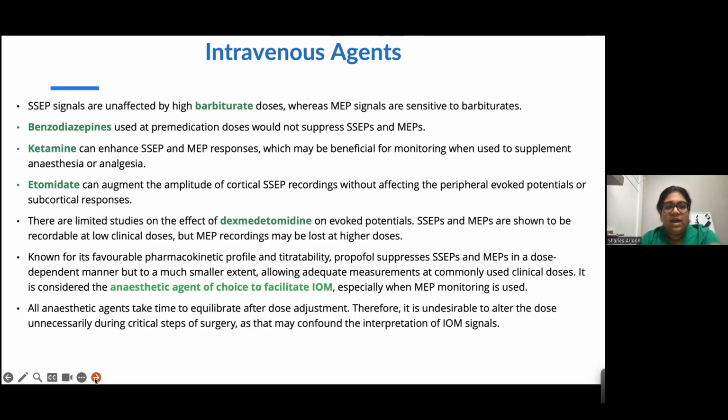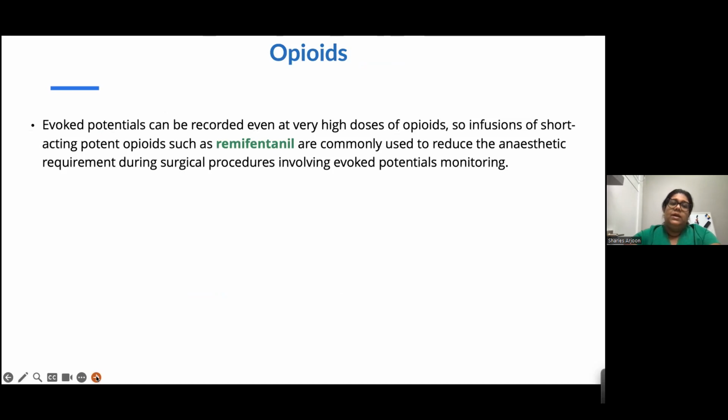is used. And all anesthetic agents take time to equilibrate after dose adjustment. Therefore, it is undesirable to alter the dose unnecessarily during critical steps of surgery, as this may confound the interpretation of the intraoperative monitoring signals. With regards to opioids, evoked potentials can be recorded even at very high doses of opioids. So infusions of short-acting potent opioids such as remifentanil are commonly used to reduce anesthetic requirements during surgical procedures involving evoked potential monitoring.